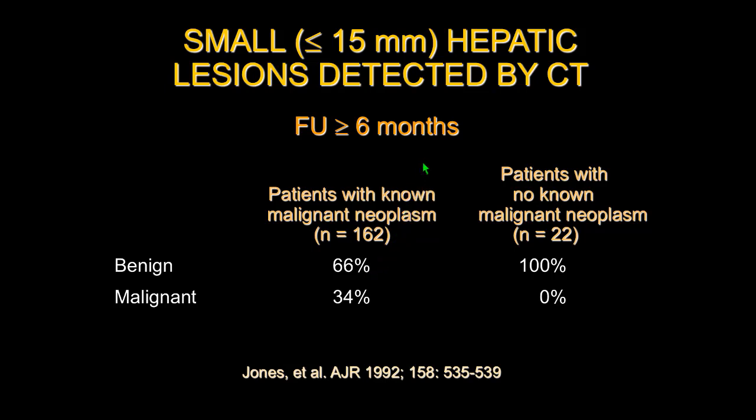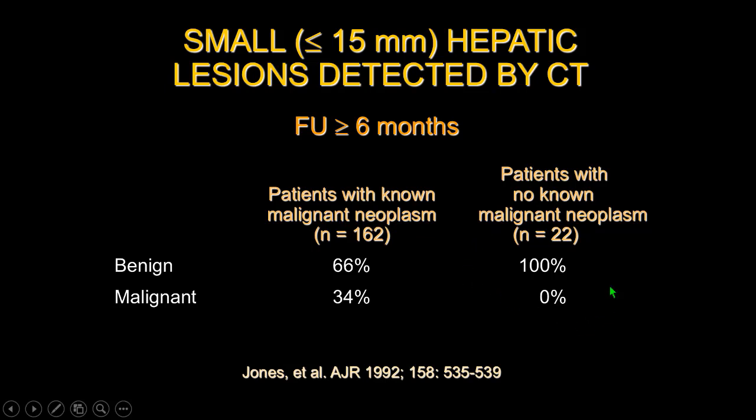Now, there are a couple of studies that were done a long time ago, this one 25 years ago, that I think give us some helpful information as to how much emphasis to place on these very small incidental lesions that are too small for us to characterize. This first study from Emory University looked at lesions that at that time they considered too small to characterize, 15 millimeters and smaller, and they followed these patients for at least 6 months and determined whether the lesions were benign or malignant based on follow-up, and they divided their patient groups into those with a known malignant neoplasm and those with no known malignant neoplasm.